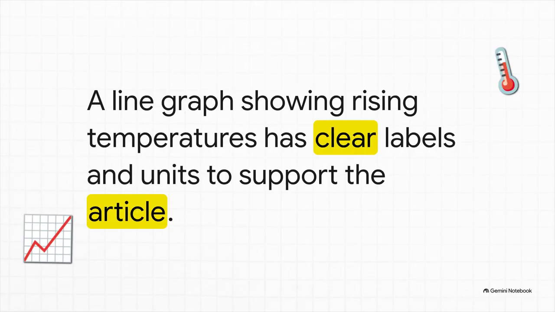Let's look at a practical example. Imagine you're reading a news article about the climate, and there's a line graph showing global temperatures rising over a 50-year period. By checking the title, you know it's about global temperatures. By looking at the x-axis, you see that 50-year timeline, and the y-axis shows the degrees in Celsius or Fahrenheit. The clear labels and units directly confirm the claims written in the article's paragraphs. The visual literally proves the text.